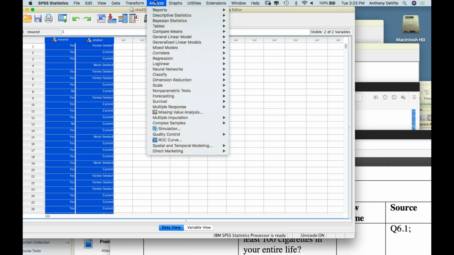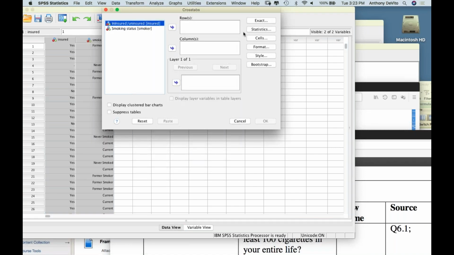So I'm going to say analyze. I'm going to say descriptive statistics, cross tabs, right? Because that's how I organize the data. And in the rows, I am going to put their smoking status. And in the outcomes, the columns, I'm going to put whether or not they're insured. Okay, you can look at this other ways as well, right? You could look at the other way around. You could say to yourself, well, if you're insured, what's the likelihood that you are a smoker or a former smoker? But I'm going to look at it this way.